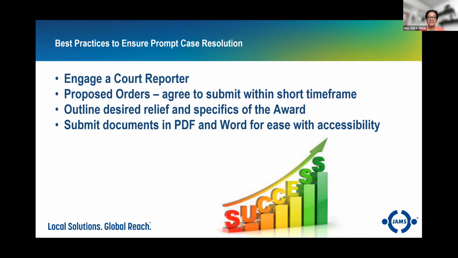Again, probably goes without saying, often proposed orders, et cetera, are submitted only as a PDF. And if it is going to be used in any way, it is more difficult if it's in a PDF-only format. So just keep that in mind. Maybe you can submit it as a PDF initially, or follow up with a Word document so that it can be more easily used by the arbitrator.